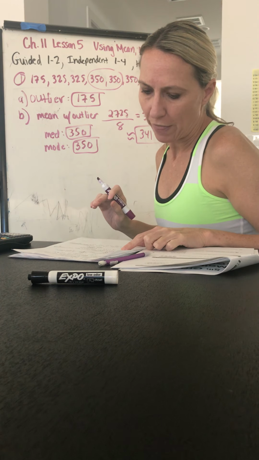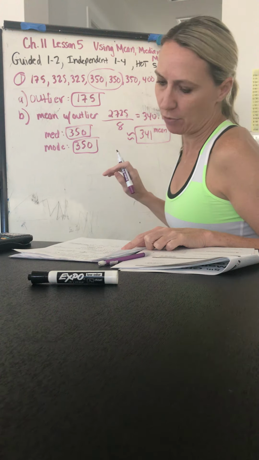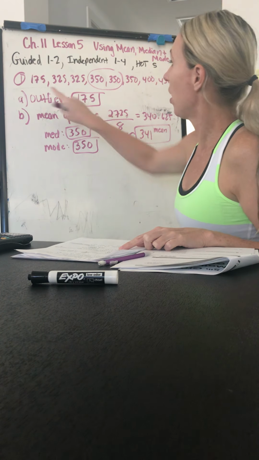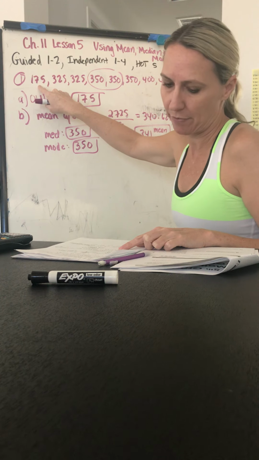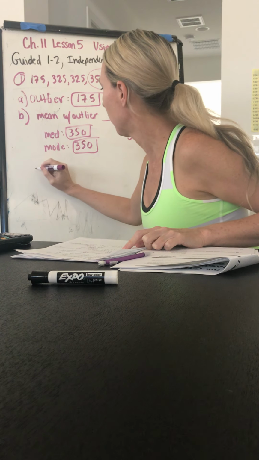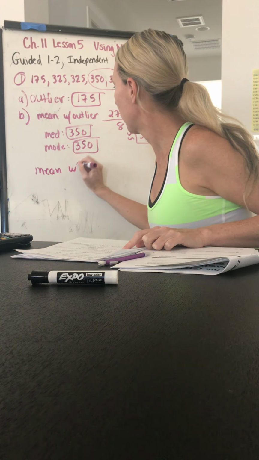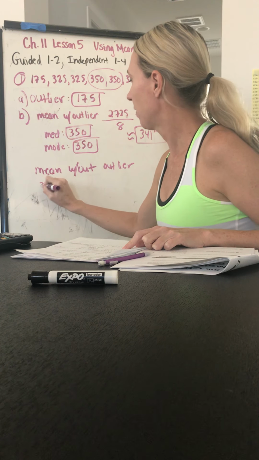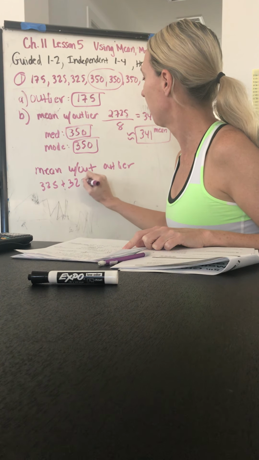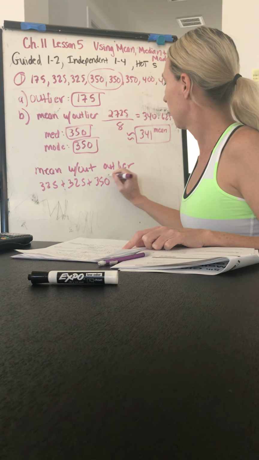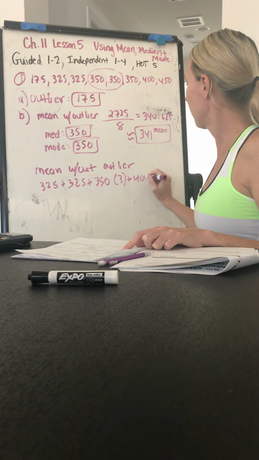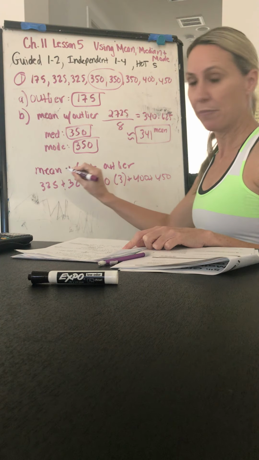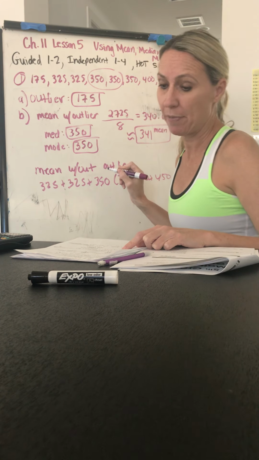And, okay, let's see. Then, without the outlier, okay, so we're going to do the exact same data set, but we're not going to include the 175, okay? So we're going to do the mean without the outlier. Okay, so we're going to do the 325 plus 325 plus 350, that's times 3, plus the 400 plus the 450. Okay, put that in your calculator first, and then hit enter.